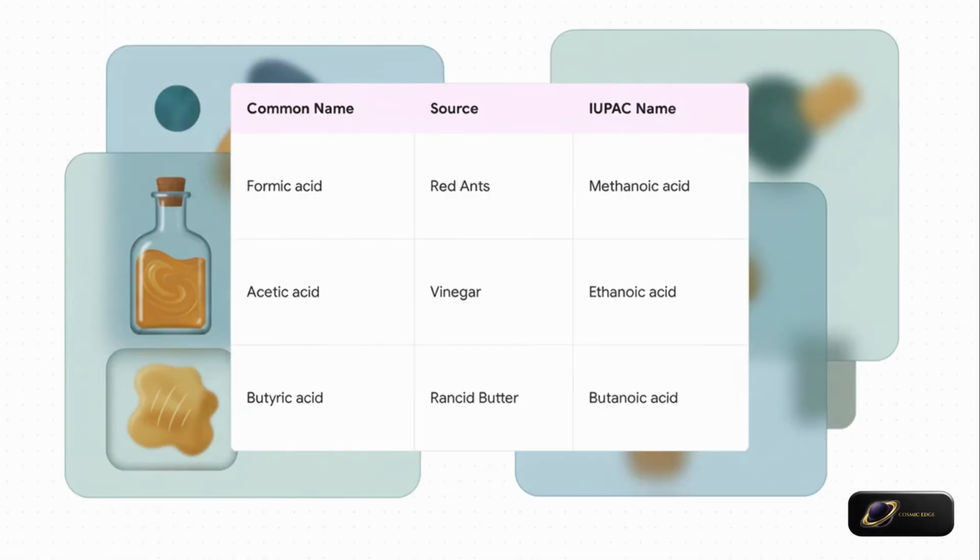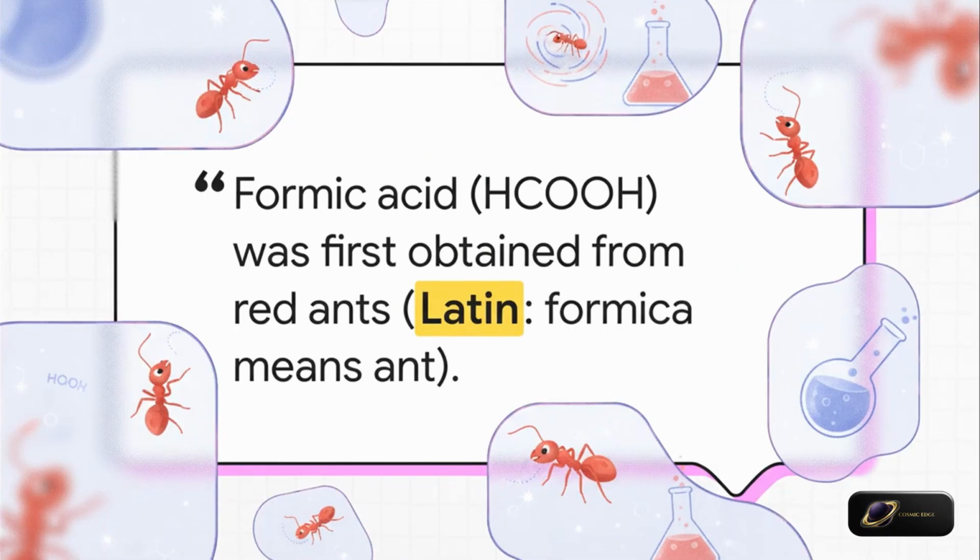Now, let's meet a couple members of the family. What's so cool is that their common names are basically little origin stories. Acetic acid comes from the Latin word for vinegar. Butyric acid comes from the Latin word for butter, and my personal favorite has to be formic acid. The name literally comes from formica, which is Latin for ant. You know that sharp little sting you get from an ant bite? Yeah, that's the ant injecting this exact carboxylic acid. It's just amazing how nature puts these molecules to work.